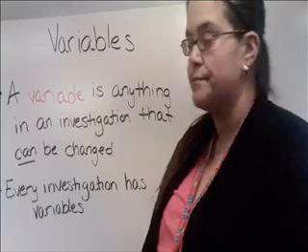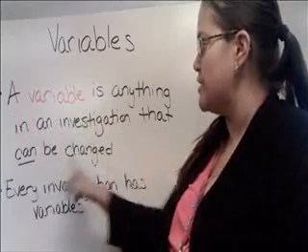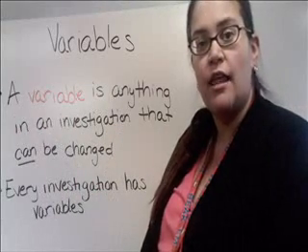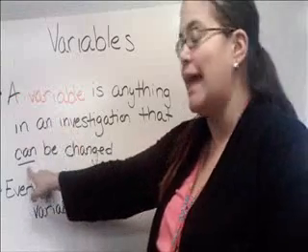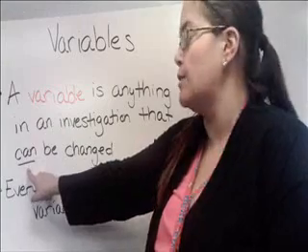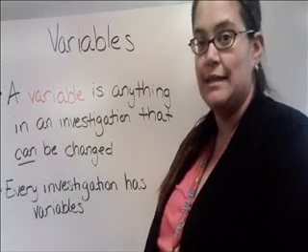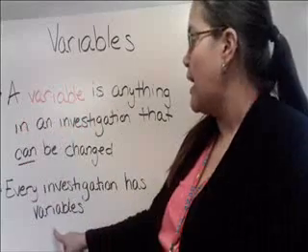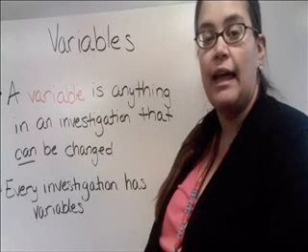So variables. A variable is anything in an investigation that can be changed. So there's something in an investigation that has the possibility of changing. It's a variable. It can be changed. Doesn't mean that it is changed, but it could be. Only one thing in your experiment will be changed, and we'll get to that in a second. If it could be changed, it's called a variable. Every investigation has variables: descriptive, comparative, and experimental.